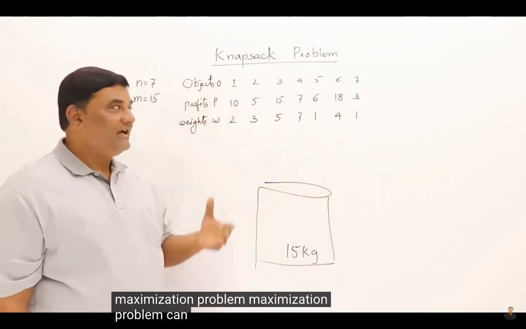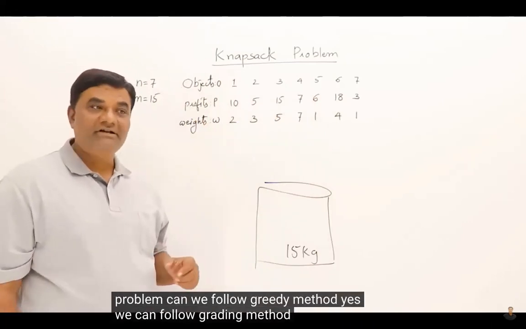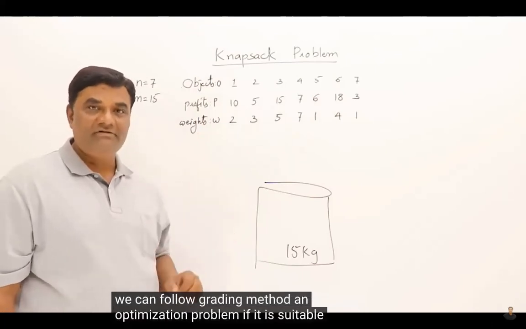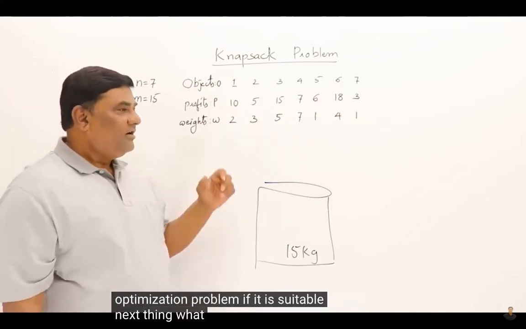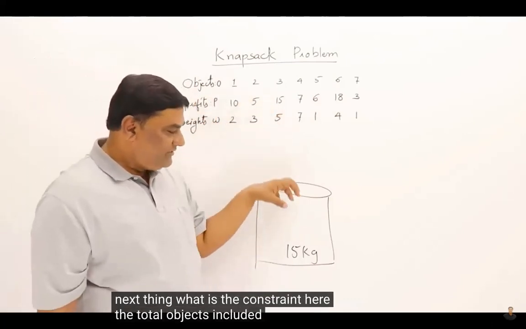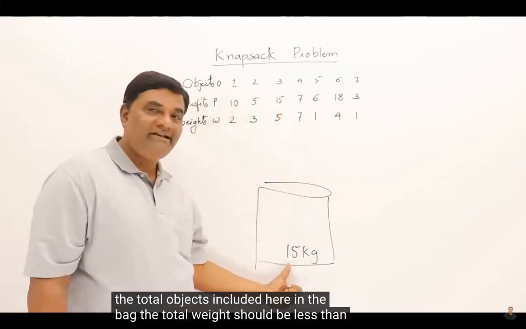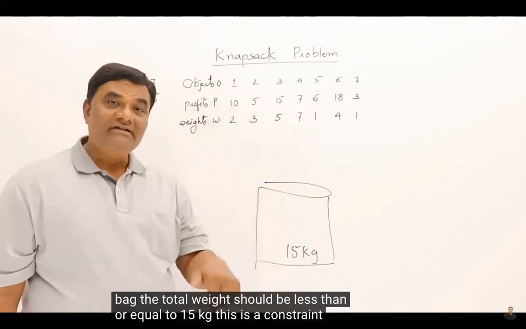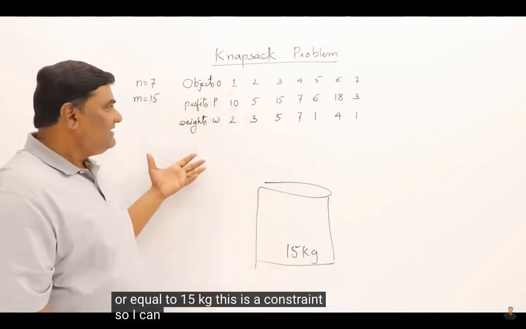So this is an optimization problem, and it is a maximization problem. Can we follow the greedy method? Yes, we can follow the greedy method on an optimization problem if it is suitable. Next, what is the constraint here? The total weight of the objects included in the bag should be less than or equal to 15 kg. This is the constraint.